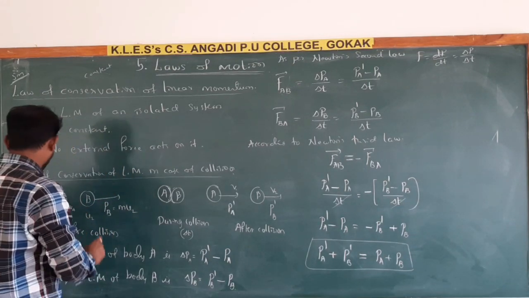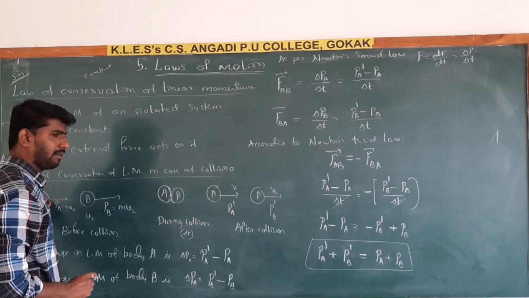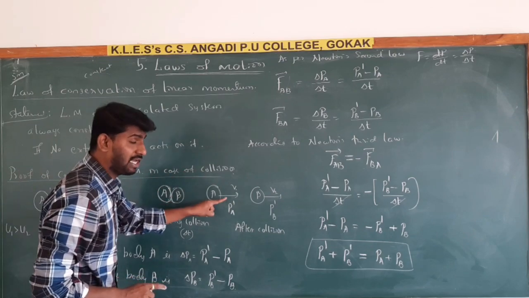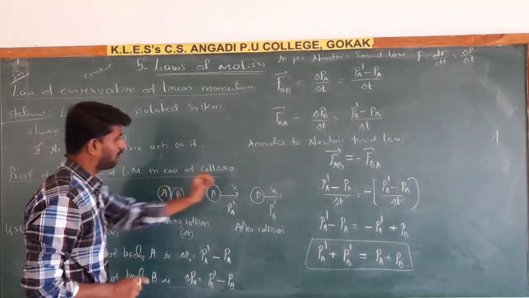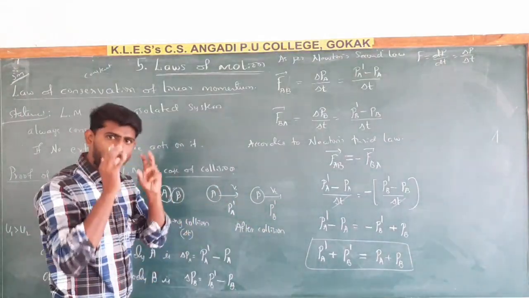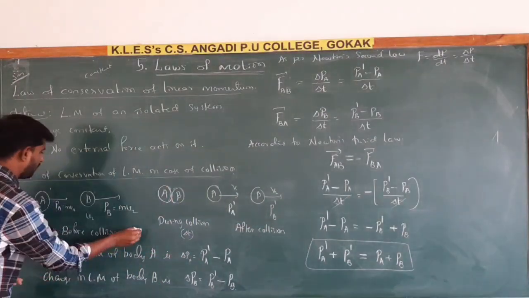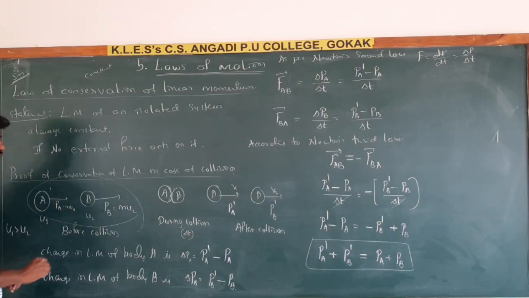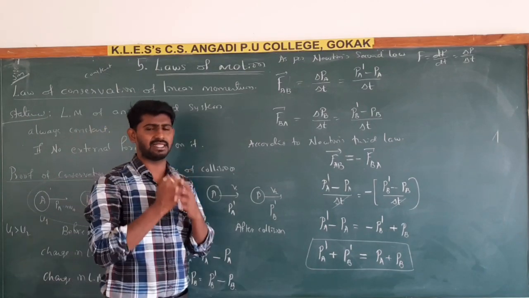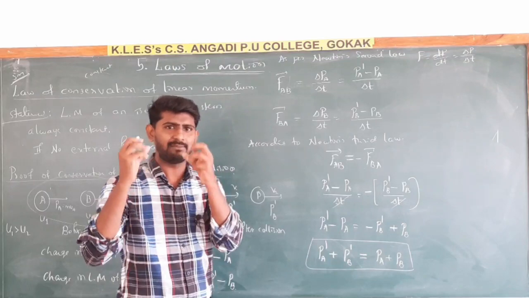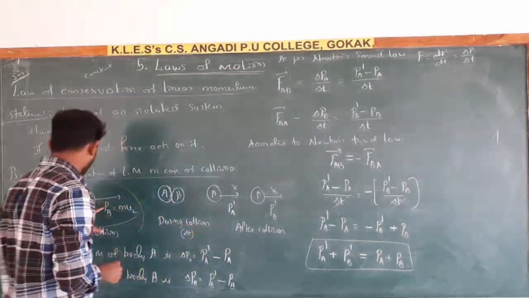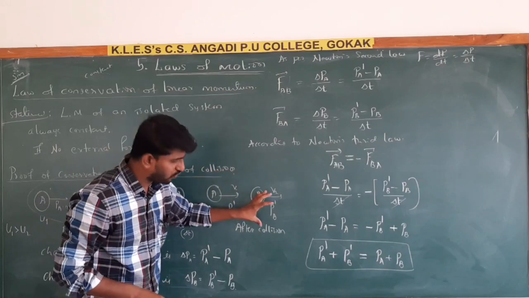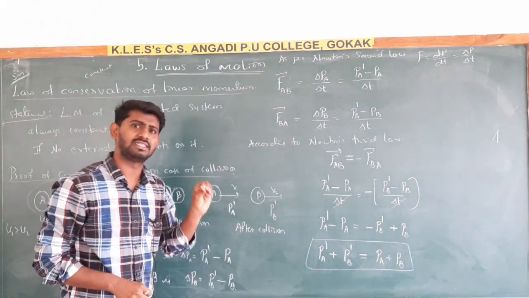So the linear momentum of body A before the collision is not equal to its linear momentum after the collision, and the same is true for B. But the total linear momentum of the system is conserved. In this system there are two particles, A and B. The linear momentum of the whole system before the collision and after the collision is the same.